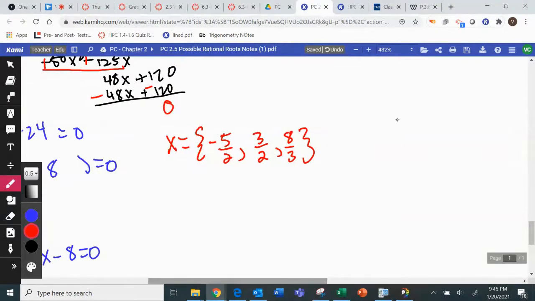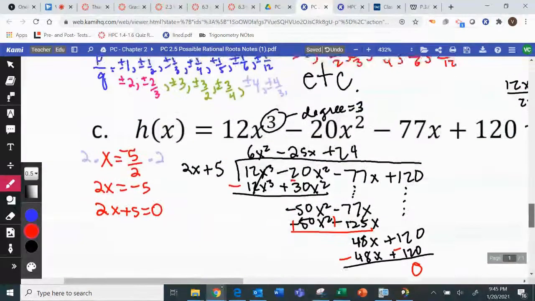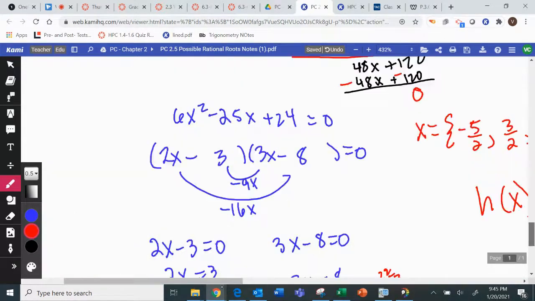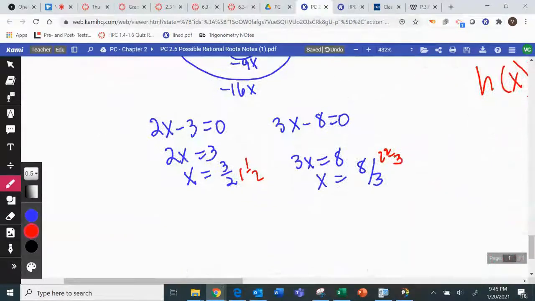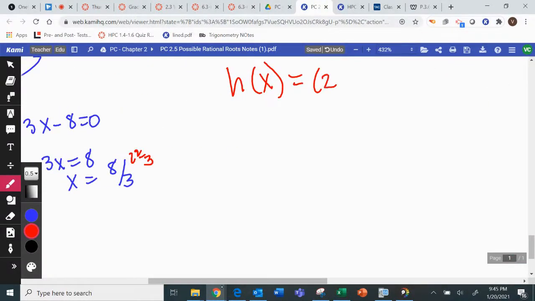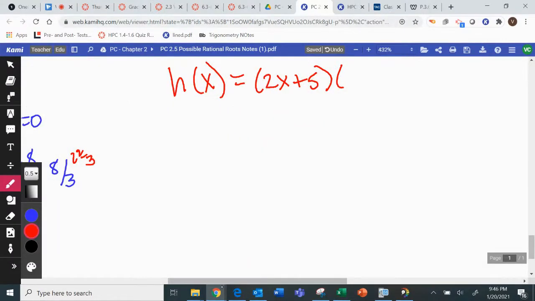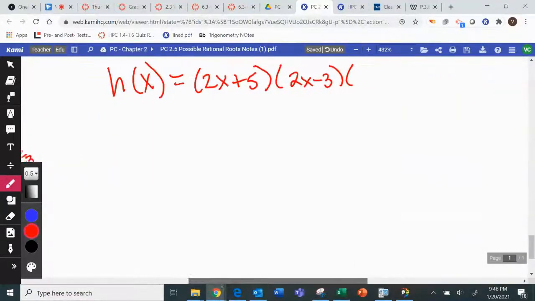So now we're going to write our factored form. Was this f of x? It was h of x. H of x. And I have to have each of these as factors, which we have somewhere in our work already. 2x plus 5. And then we have 2x minus 3. And then 3x minus 8.